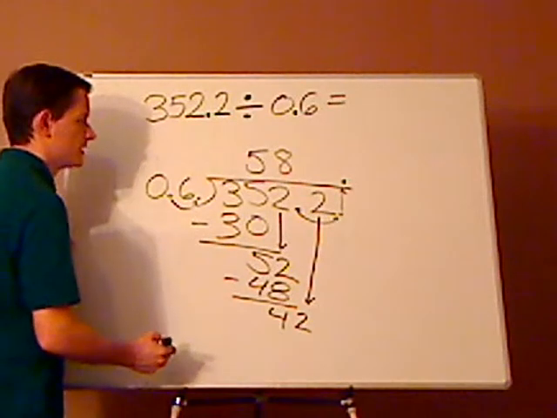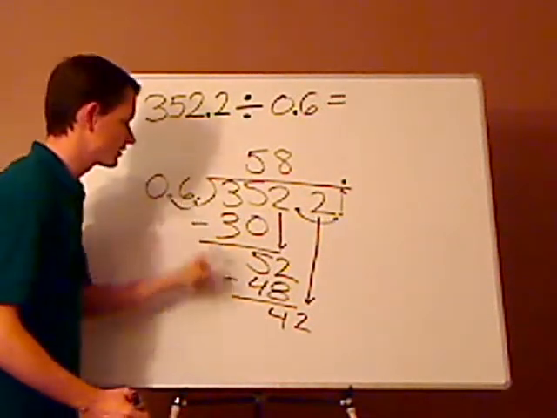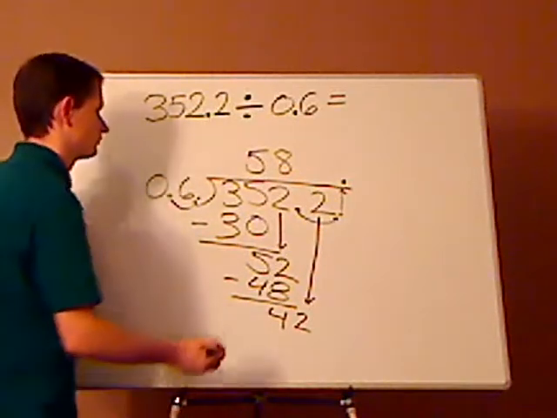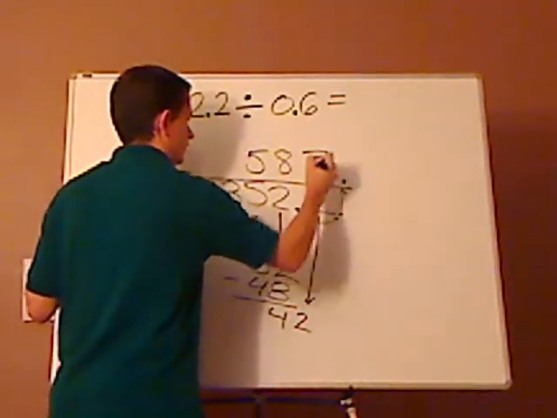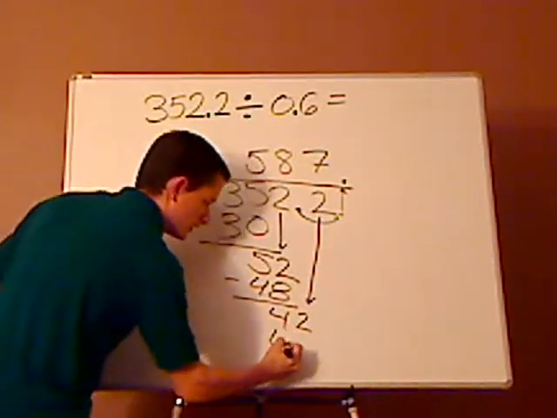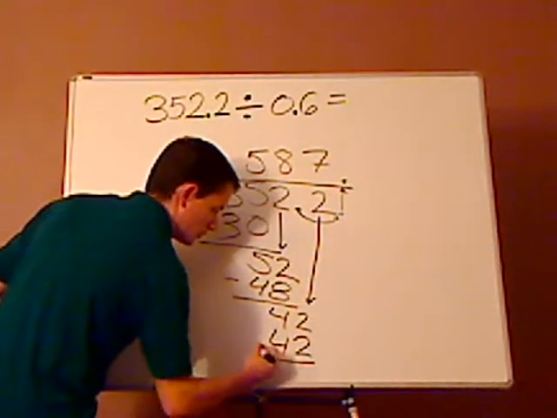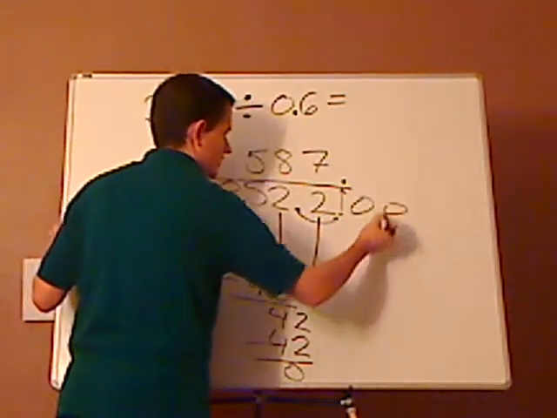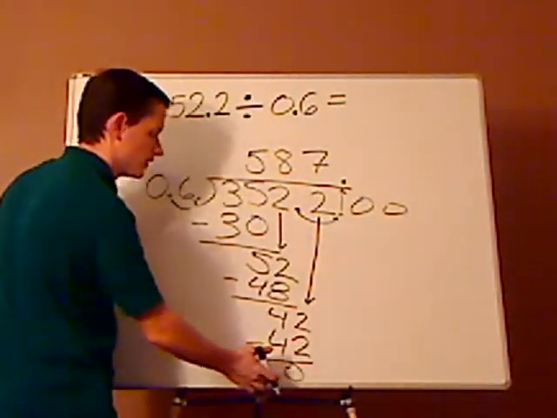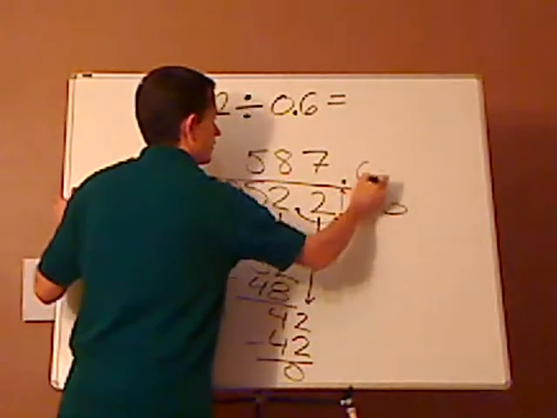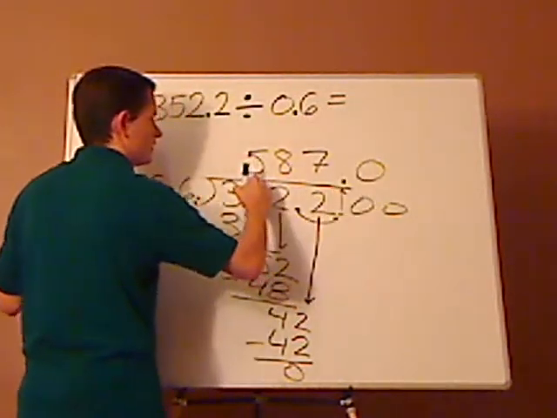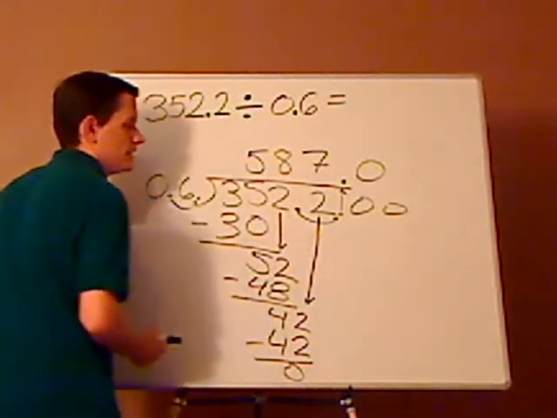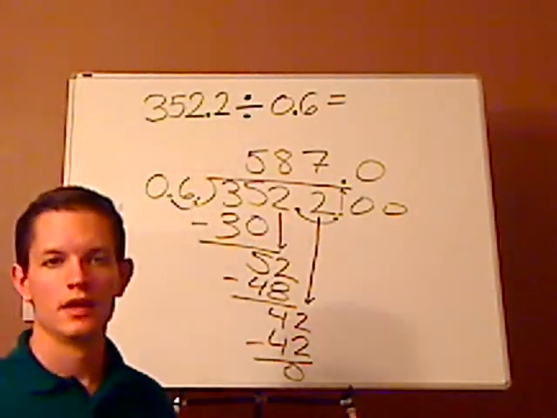Right? Now, how many times does 6 go into 42? 7. And it does that evenly. Now, if there was more, you would just put zeros on the end, but here, you don't have to worry about that because you just stopped. So your final answer, your quotient, would be 587.